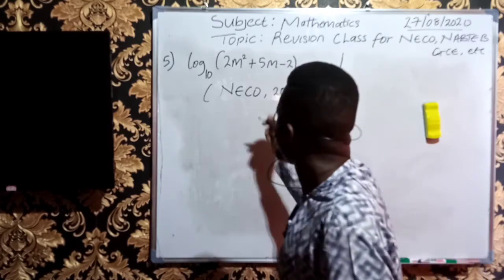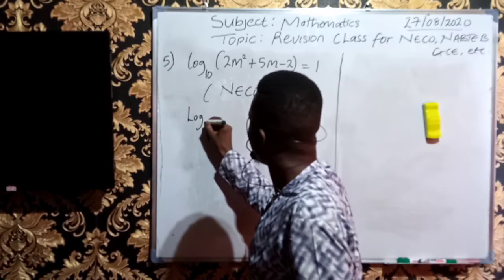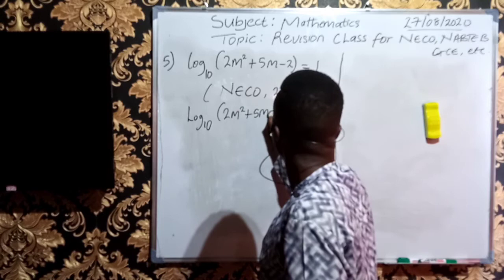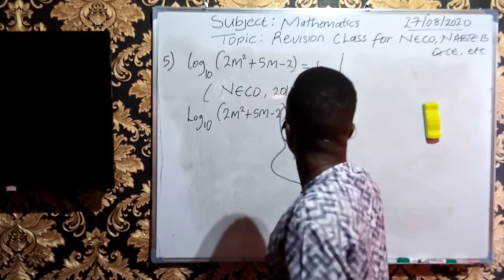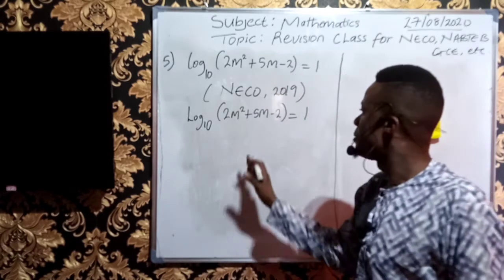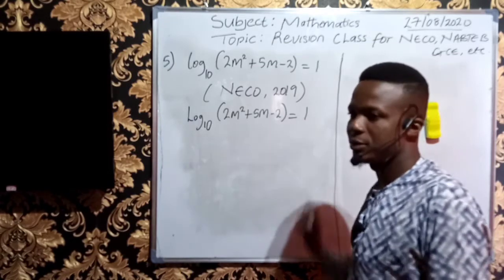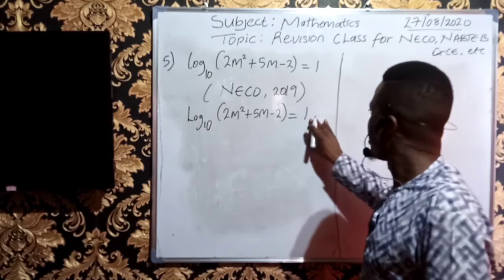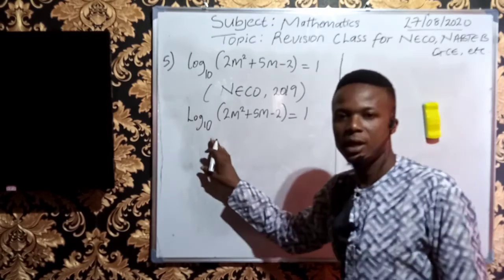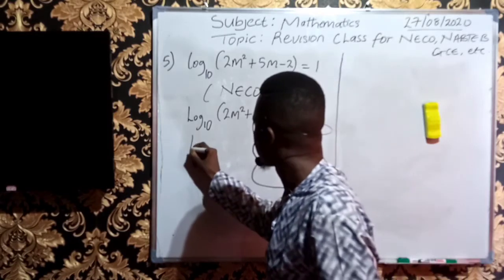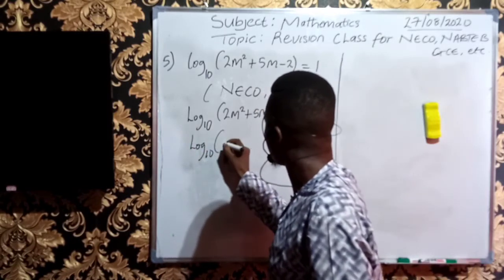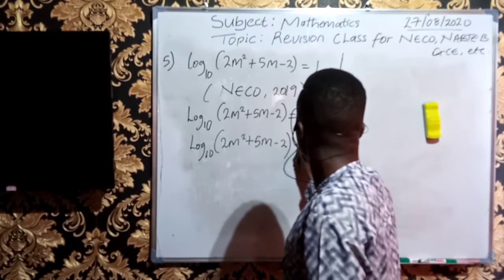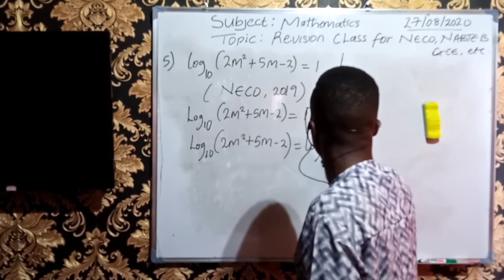Okay, so let's rewrite the equation. We have log in base 10 of 2m squared plus 5m minus 2 equals 1. The idea is to make the base in the left hand side and right hand side to be the same thing. But here we are not having any logarithm on the right. We can write 1 as a logarithm in base 10. So I can write this as log 10 of 2m squared plus 5m minus 2 equals log 10.